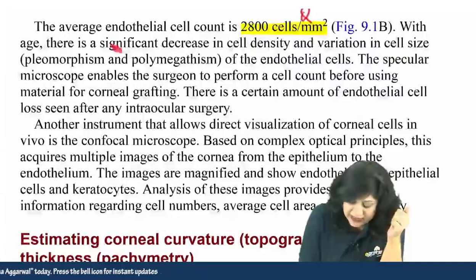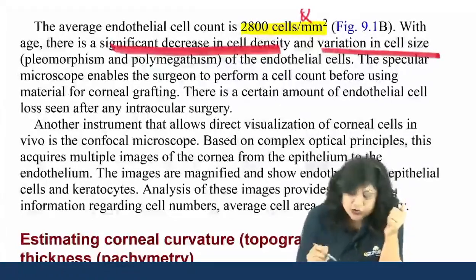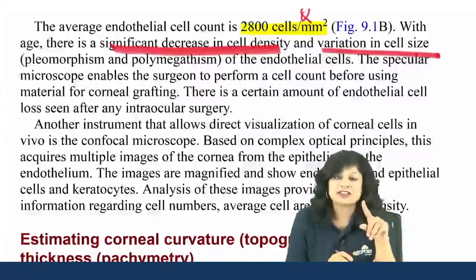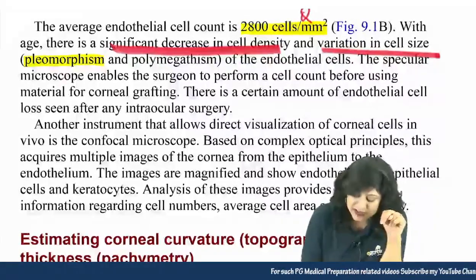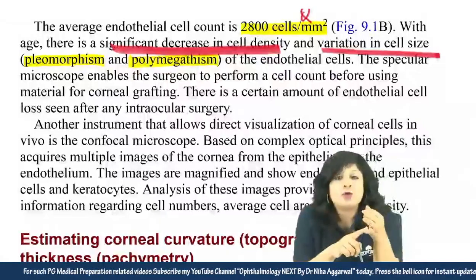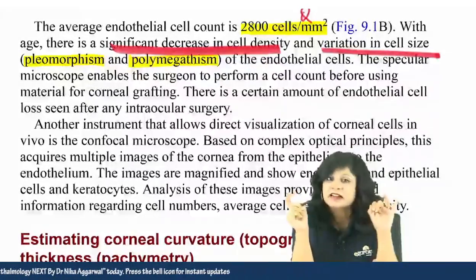There is a decrease in the cell density as well as variation in the size. So with the aging, you have changes not in just one characteristic, you have changes in both: a change in the shape as well as a change in the size. So we can have pleomorphism, and we can also have polymegathism. These two changes can occur with the aging.